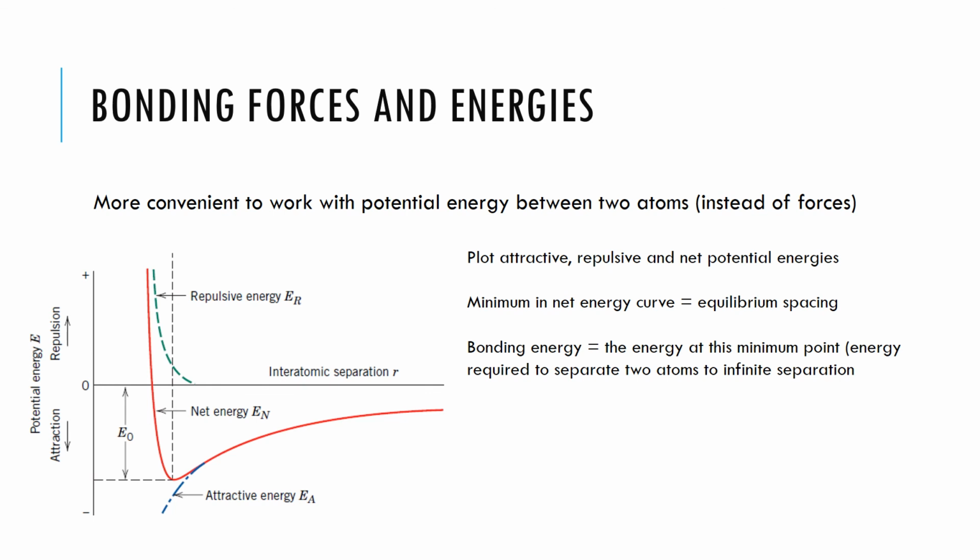Now, I showed you that in terms of an attractive and repulsive force, but it's much more convenient to work in terms of potential energy. So again, if I plot attractive, repulsive, and net potential energies on exactly the same graph, the minimum in that net energy curve is the equilibrium spacing, or the point at which two atoms will bond. And that's the energy that is required for a bond to form. The energy at this minimum point is the energy that's required to yank those two atoms apart.